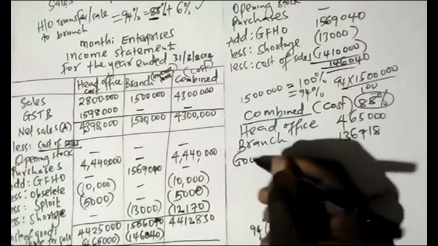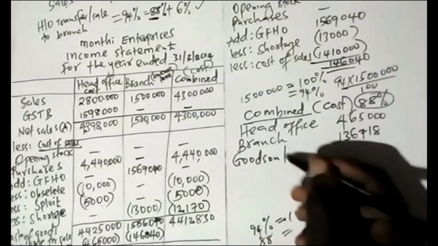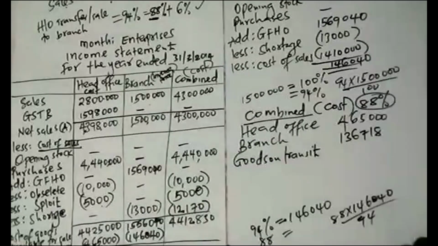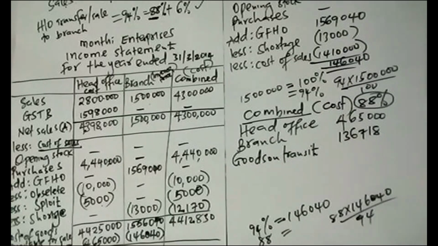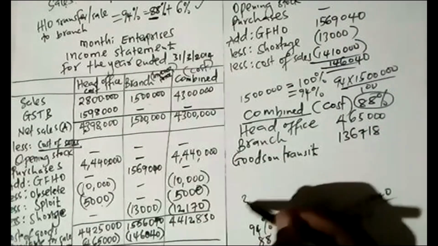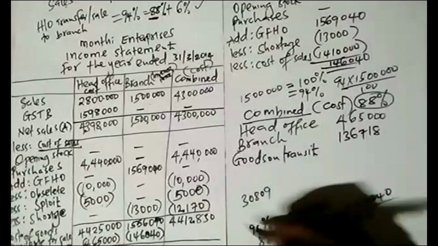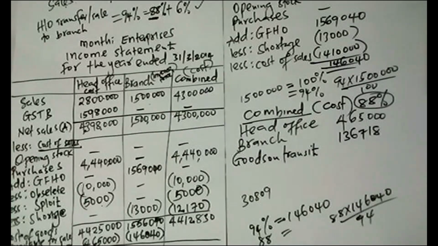So goods on transit. Because obviously the combined is prepared by the head office and it contains both the transactions of the head office and the branch. So the branch could not have adjusted it because they were received after the end of the financial year, so 5th April. So what you do, goods on transit, they were 3,809, of which these goods were being first sold to the public. That is what they say.